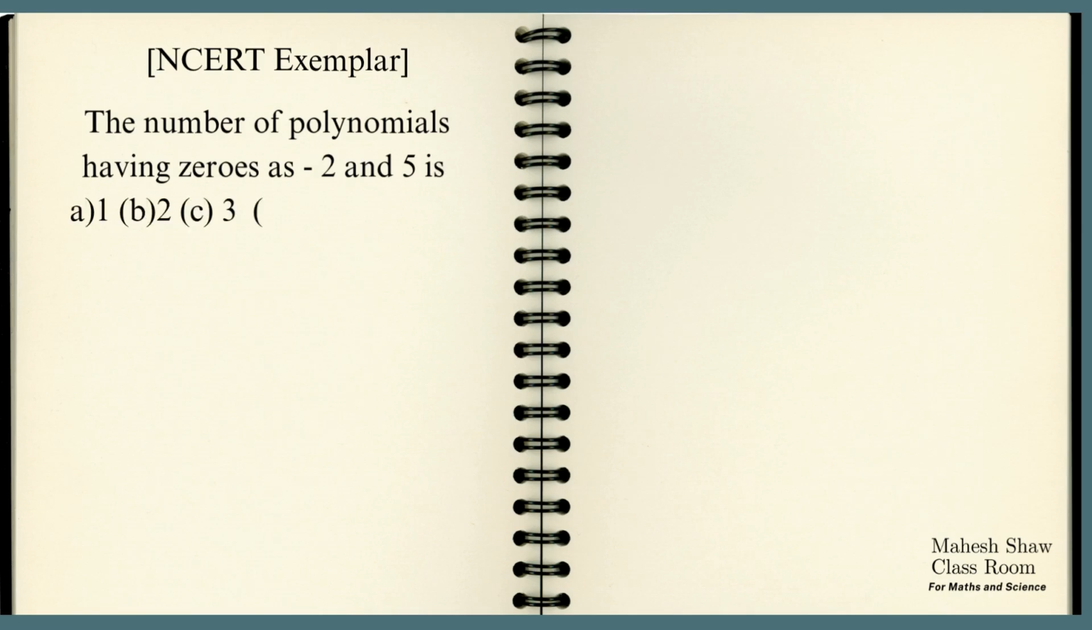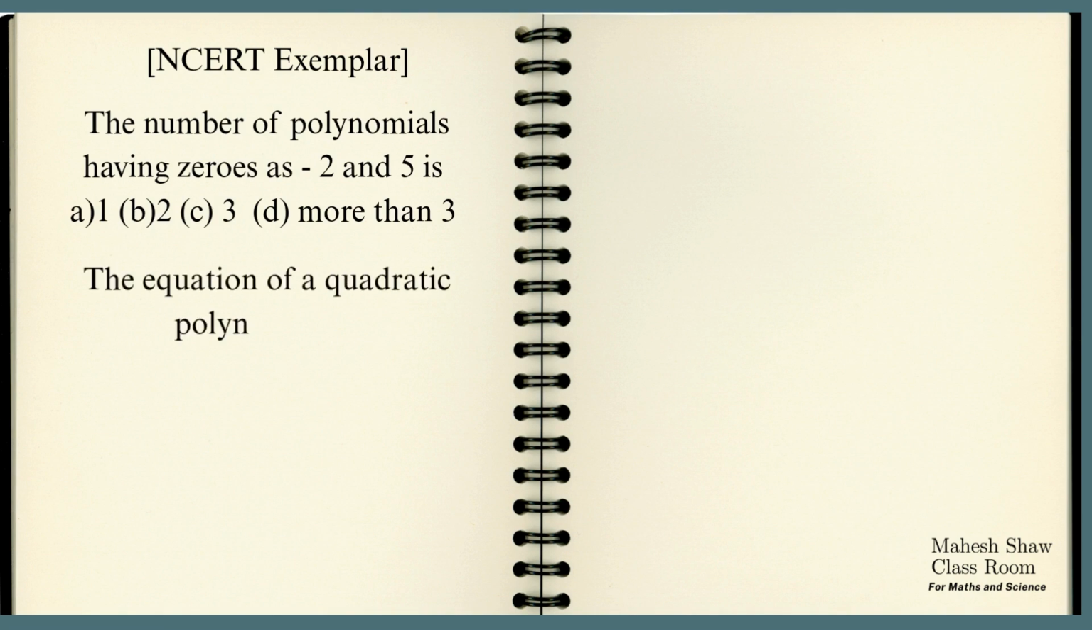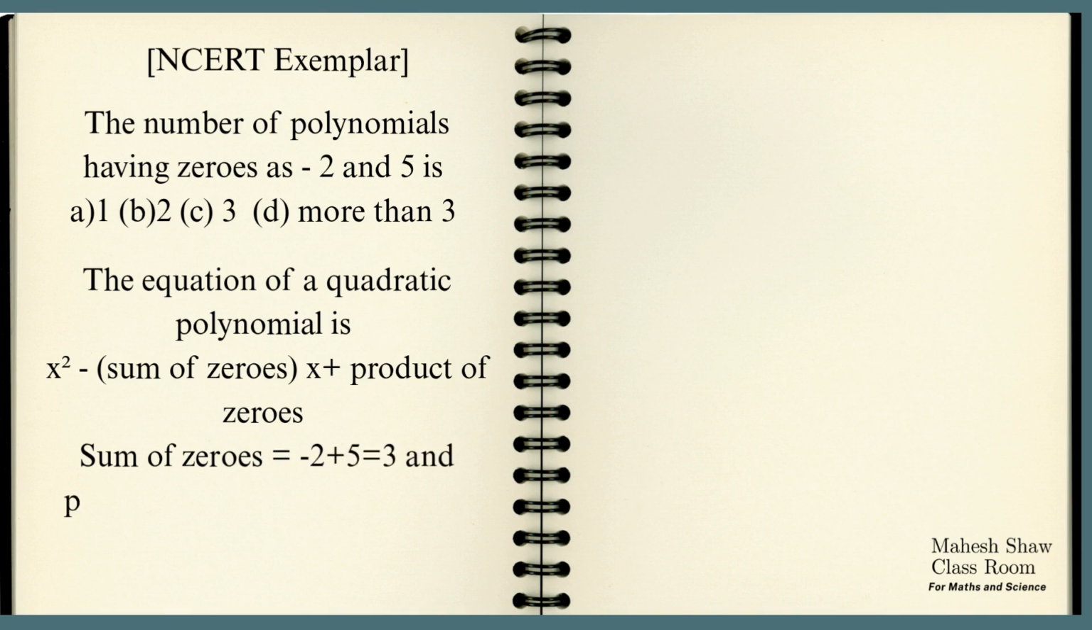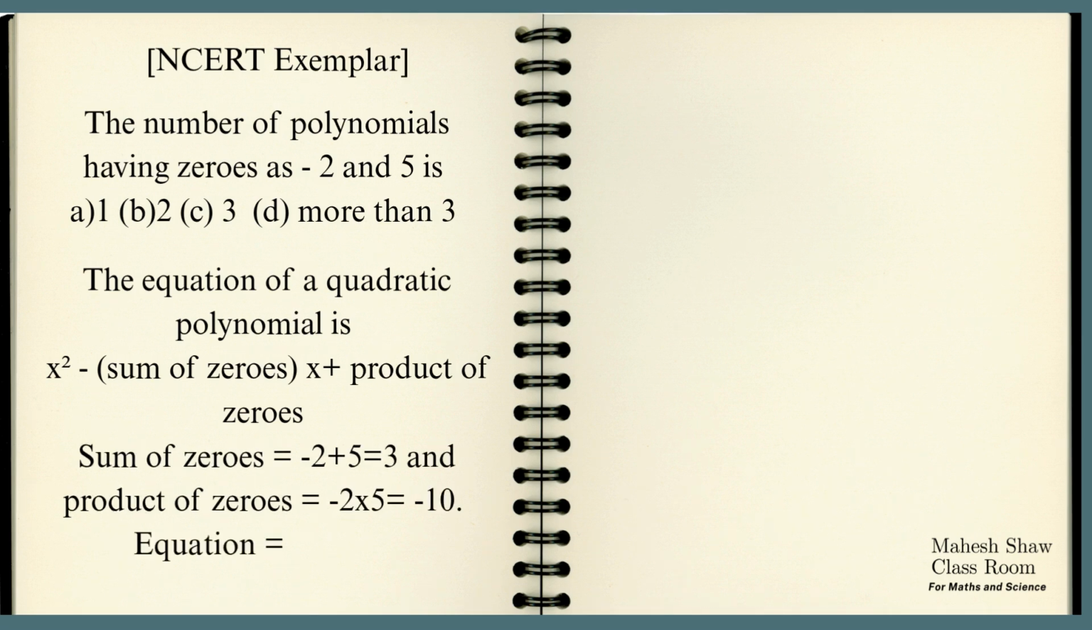A 1, B 2, C 3, D more than 3. The equation of a quadratic polynomial is x square minus sum of the zeros times x plus product of the zeros. So here sum of the zeros is minus 2 plus 5, which is 3, and the product of the zeros is minus 2 into 5, that is minus 10. So we get the equation as x square minus 3x minus 10.